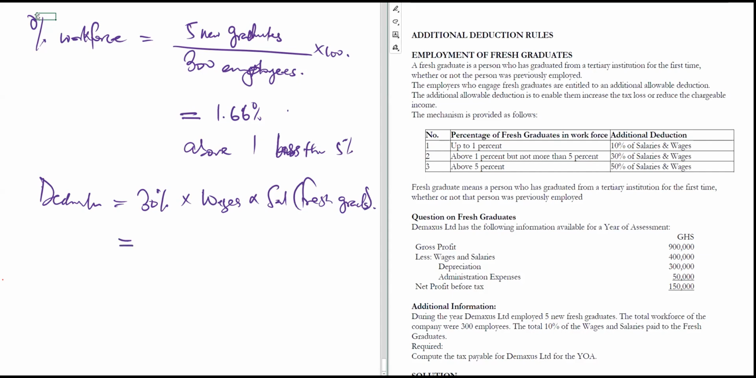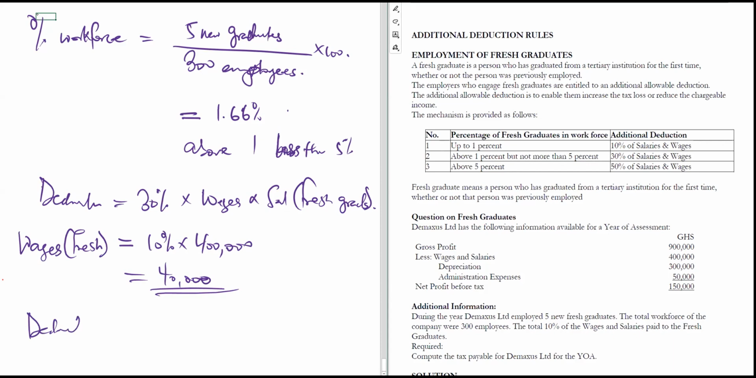So in that case, first of all, what is the wages paid to the fresh graduates? You said 10% of the total wages, which was 400,000. That means the fresh graduates, we paid them 40,000. So what's the deduction that can be granted to them? 30% of that, and that's 12,000. Additional deduction: 12,000 can be given to them.